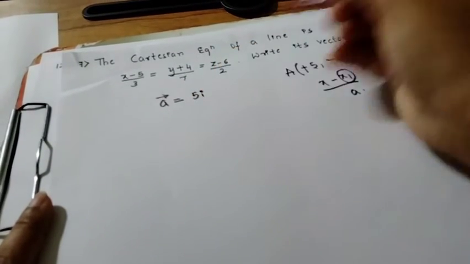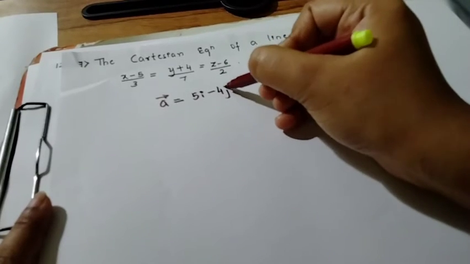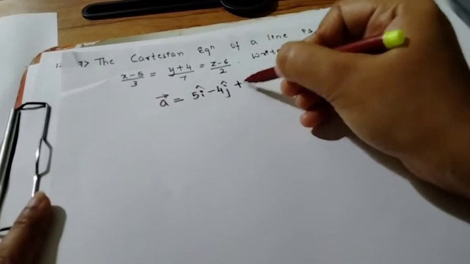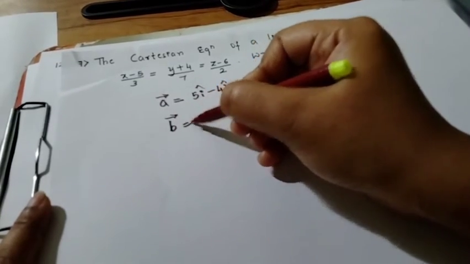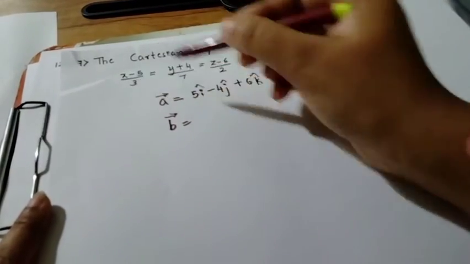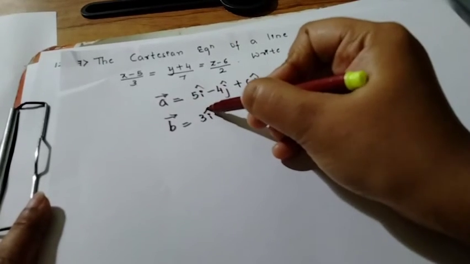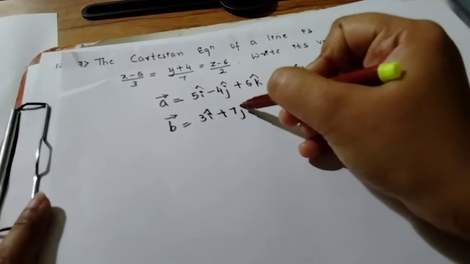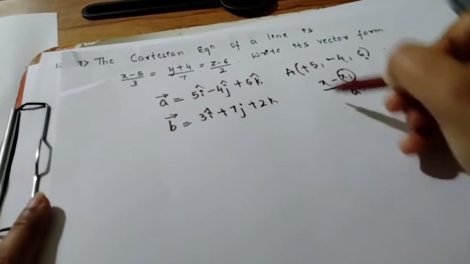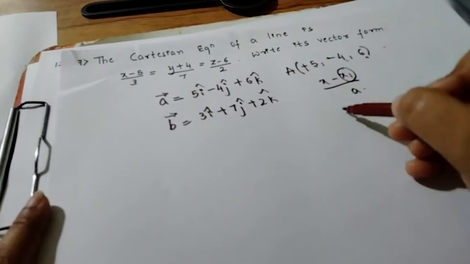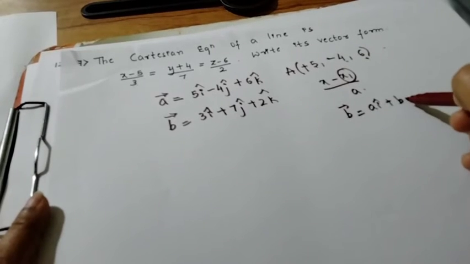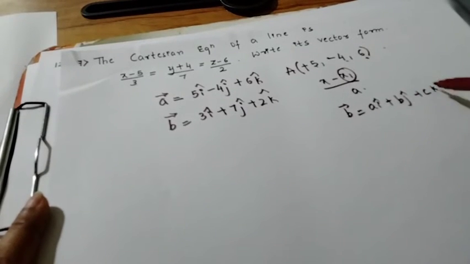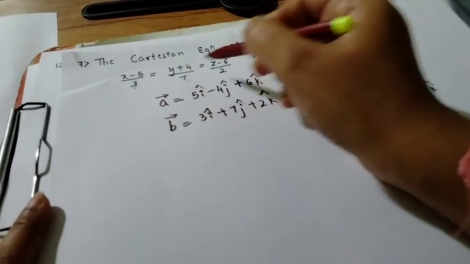So now vector a is 5i minus 4j plus 6k. Next, what is vector b? It is the direction ratios, 3i plus 7j plus 2k. Because earlier, when I explained vector b, I told you vector b is ai plus bj plus ck. What are a, b, c? They are direction ratios: 3, 7, 2.